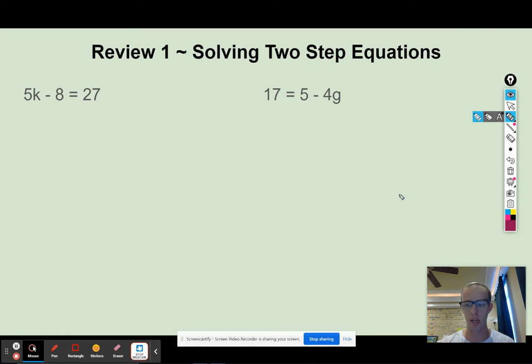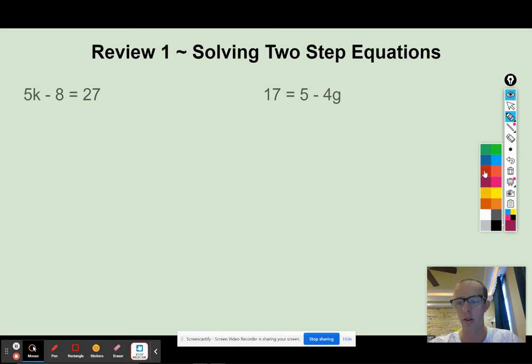One of the first skills you have to be able to solve multi-step equations is to be able to solve simpler equations, two-step equations, where we have a variable on one side of the equation and we only have to complete two steps to solve it. So let's review a couple here first. Please follow along on your notes if you have them, and you should have them.